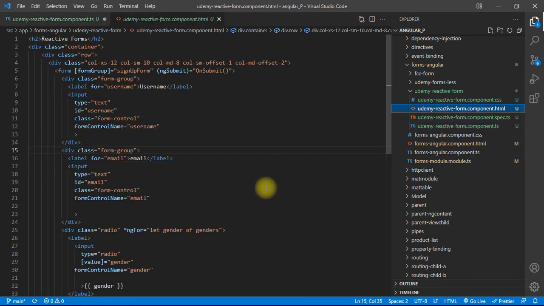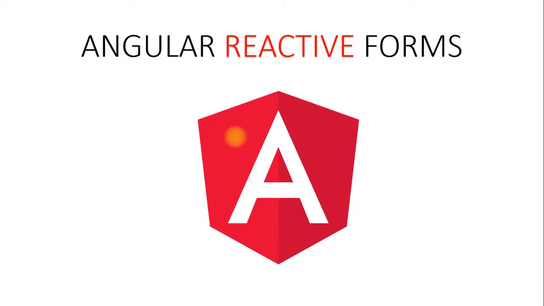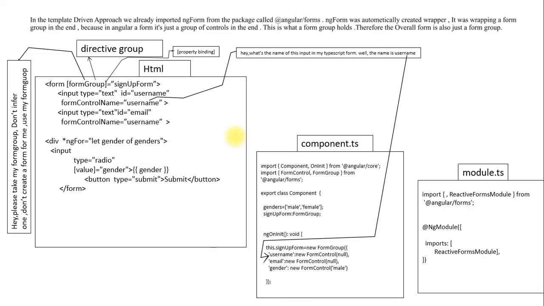Here you can look at the HTML element. It's very confusing here, but I'm going to go to my sketches so it will be much easier for you. So here it is. Previously we used the template driven approach, where everything is made for us and we only use it. But the reactive approach is where we make the form ourselves and then use it in the HTML element.